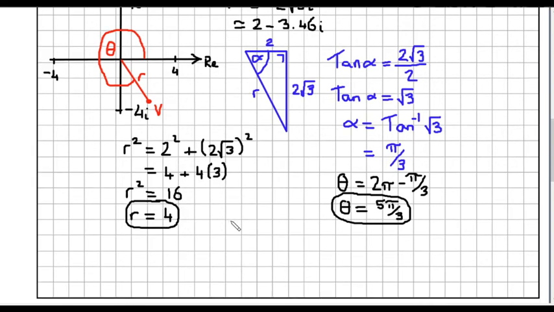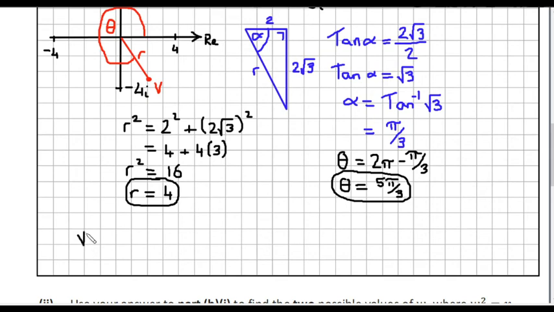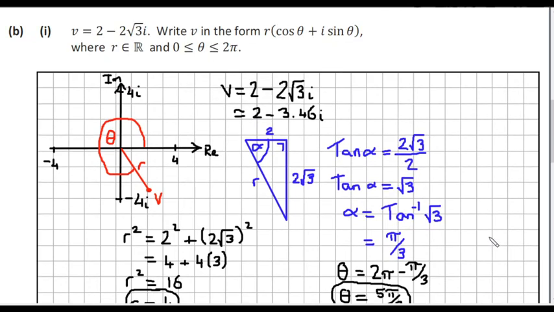So now to answer the question, they want it in polar form. All we've now got to do is fill in our r and theta there. So v, which was in rectangular form 2 minus 2 root 3 i, but now in polar form is 4 times cos 5 pi over 3 plus i sine 5 pi over 3. And that's B part 1 done.